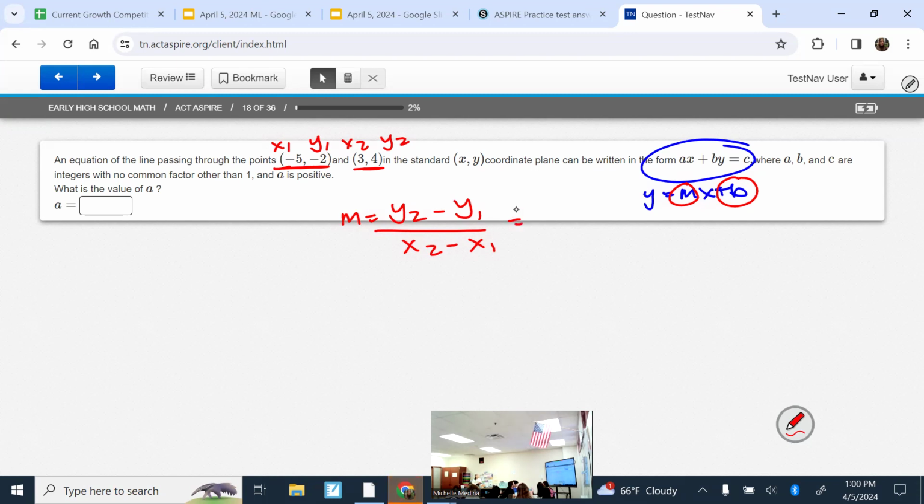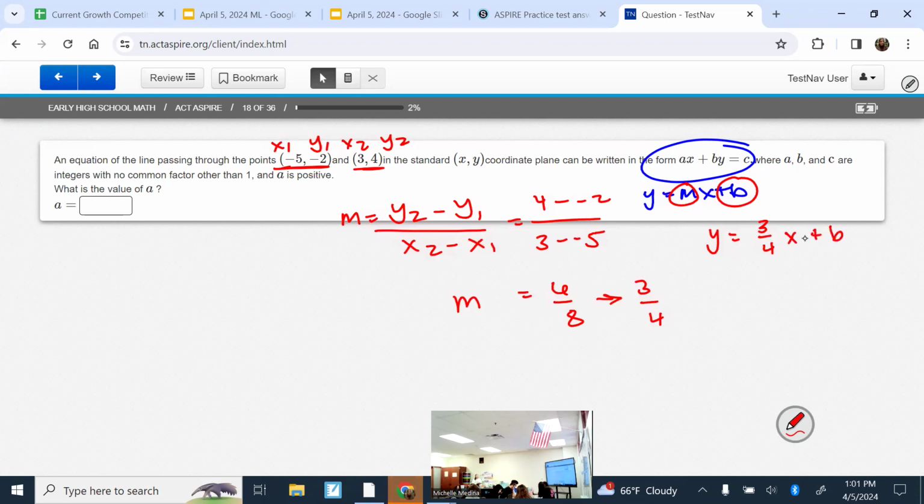So the way that I labeled it, it's 4 minus -2 over 3 minus -5. y2 minus y1 over x2 minus x1. The double negatives become a positive, right? So my slope ends up being 6 over 8, which simplifies to 3/4. Okay, so my slope is 3/4.